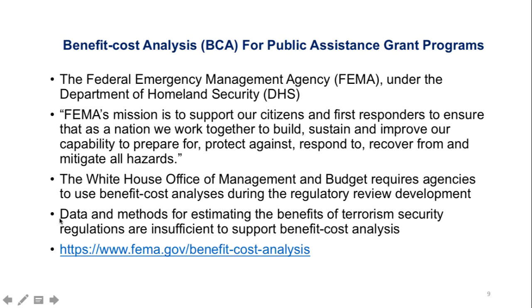We don't have enough data, and we don't have a perfect method for estimating the benefits of, for example, a terrorism attack. For security regulations, the data and benefits are insufficient to support the benefit cost analysis. But still, with the available data and methods, we have to determine which project should be accepted and which should be rejected. The data is not available because we don't know if there would be any nuclear bomb in the future, next year or the following year.